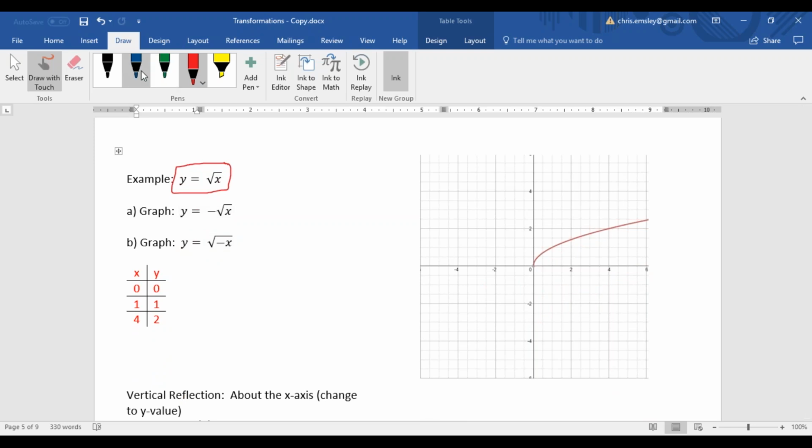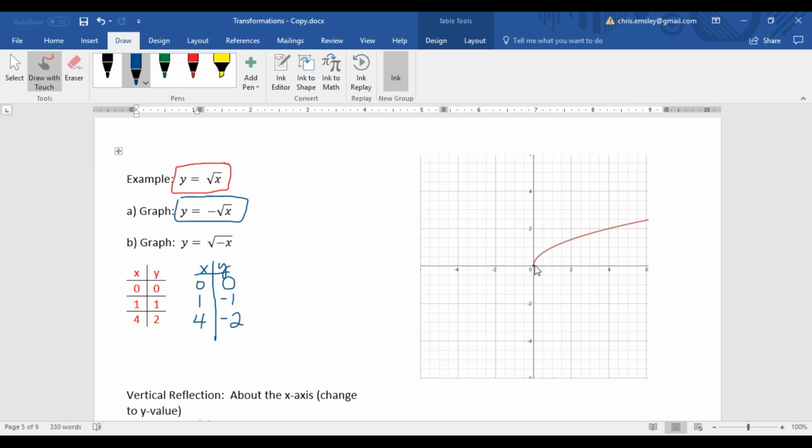So let's look at what happens if we throw a negative sign in front. This negative sign is outside the function. It's outside the square root symbol. So I'm going to tell you right now that's going to be a vertical change. That means my x values will stay the same. The square root of 0 is 0. Put a negative in front of it, it's still 0. The square root of 1 is 1, but if I put a negative in front of it, it becomes negative 1. And the square root of 4 is 2, but throw a negative sign on it, and it becomes negative 2. So let's plot those three new points.